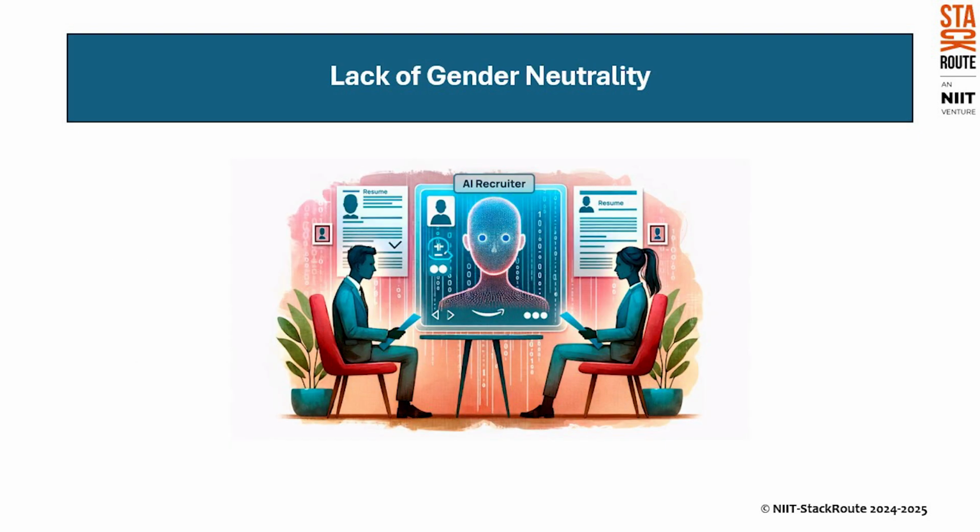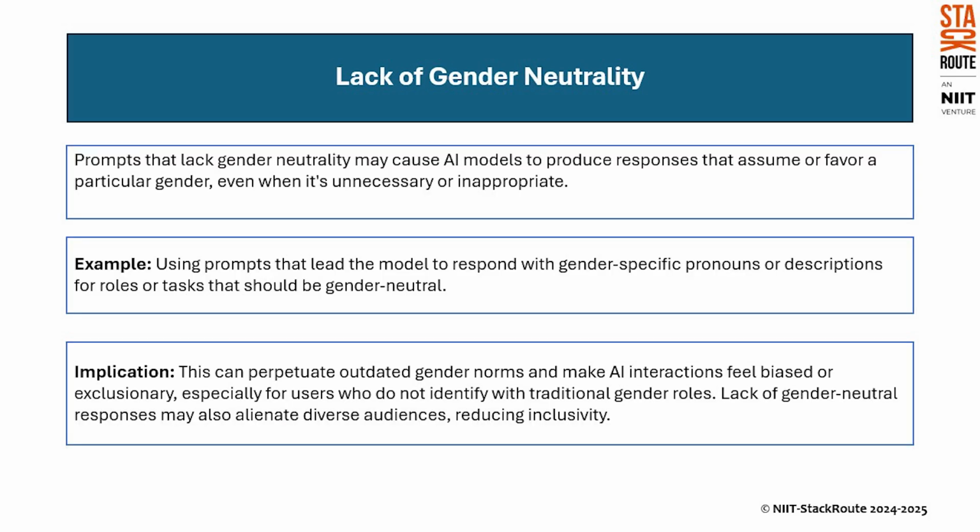Then there is lack of gender neutrality. This image depicts the issue of lack of gender neutrality in AI-driven recruitment processes. It highlights an AI recruiter evaluating candidates, raising concerns about biases in algorithms that might favor or disadvantage individuals based on gender. Have you ever noticed how sometimes AI responses assume a gender for no reason? It's like when a prompt is phrased in a way that leads the AI to pick a specific gender, even when it doesn't need to.